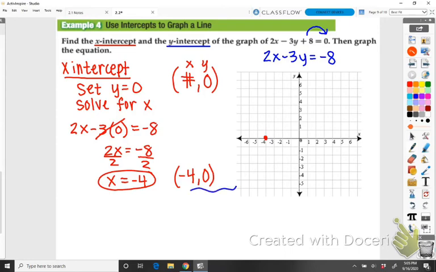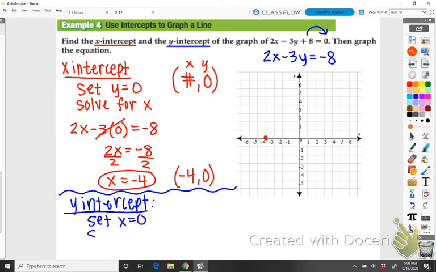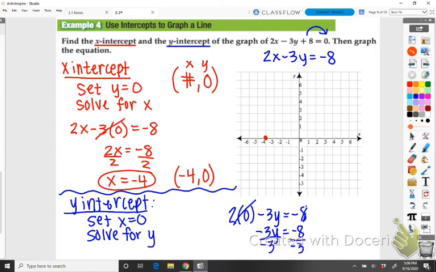Likewise, we do something similar to find the y-intercept. This time, we're going to set the other variable, set x equal to 0, and solve for y. So we're going to have 2 times 0 minus 3y equals negative 8. That part is 0, so you have negative 3y equals negative 8. Divide both sides by a negative 3. Y is going to be about 2 2/3 here.